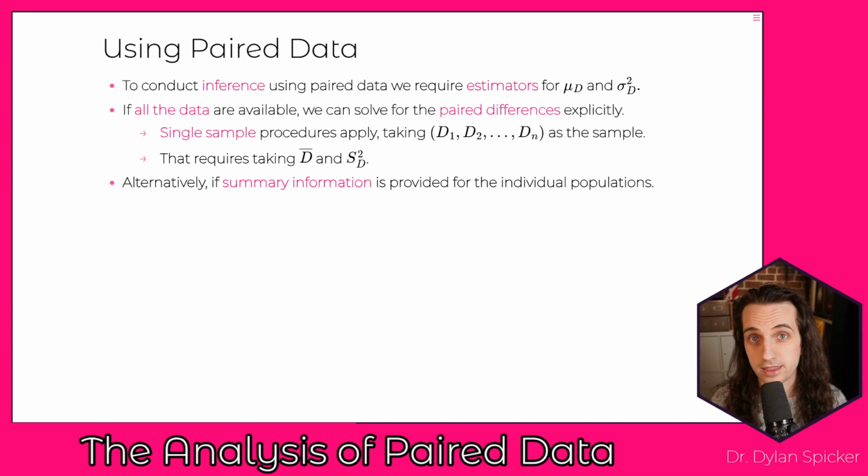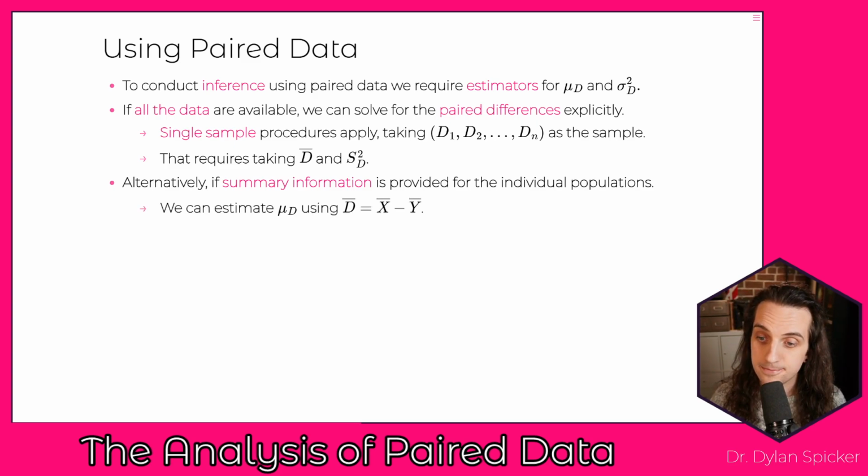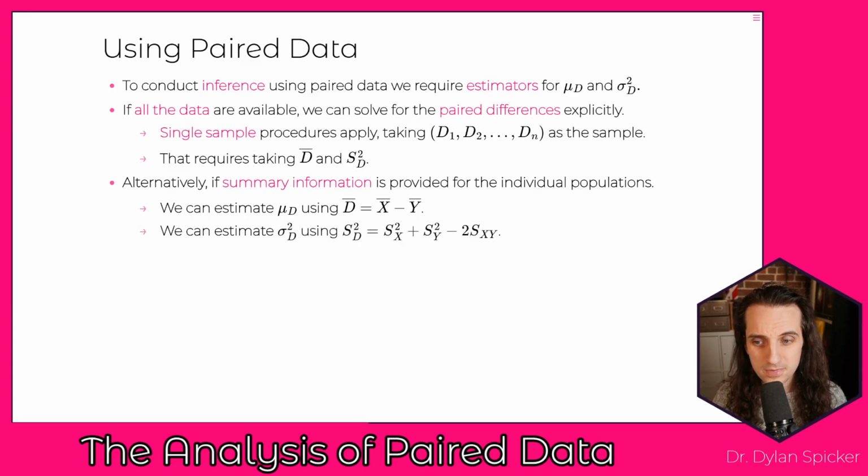Now, if instead of dealing with the raw data itself, we have our summary information, so we have information about x and about y, then it's important to be able to go from the summary statistics of x and y to the summary statistics of d. So we can estimate μd using d bar, and it turns out that d bar is going to be exactly x bar minus y bar. And in order to estimate sigma d squared, we can use sd squared, and this can be written exactly as sx squared plus sy squared minus 2 times the sample covariance, so sxy. Okay, so in this case, we're going to be able to use the sample analogs in place of our population parameters.